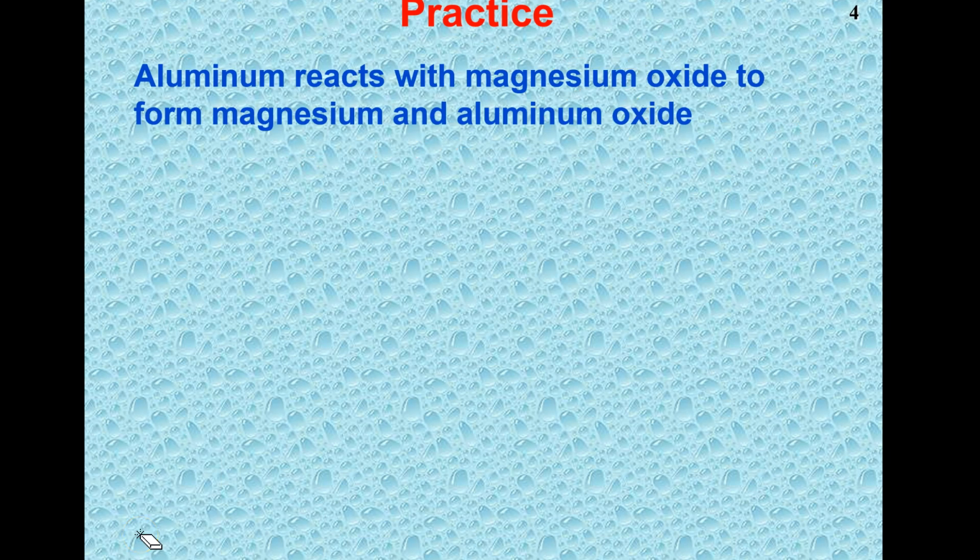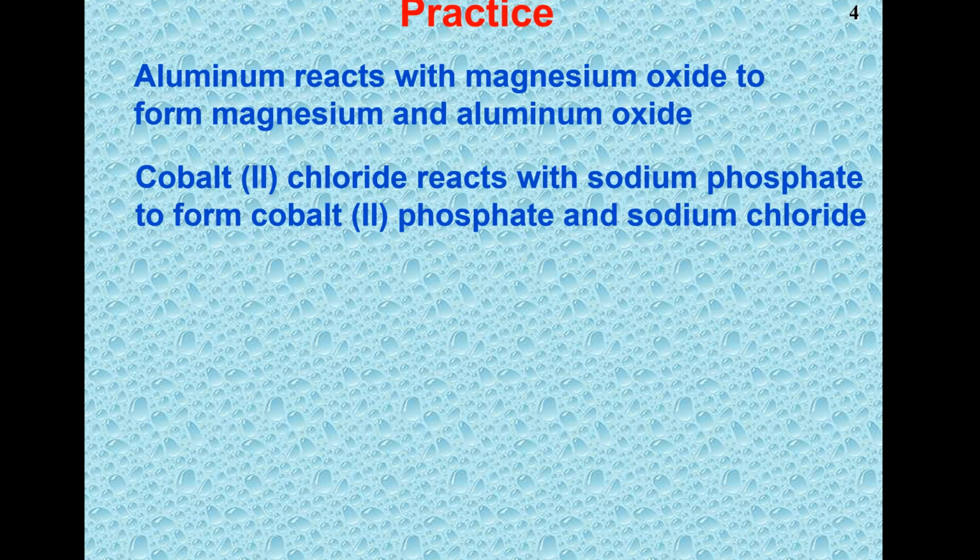Elements and compounds, and you only use charges when it's a compound. So if I look at this one, I see two words. That means charges: 2 plus, 1 minus, reacts with, plus. Sodium phosphate, two words: 1 plus, PO4, 3 minus, to form, an arrow, cobalt phosphate, 2 plus, and again, PO4, 3 minus. And as a plus sign, sodium chloride, two words, is a compound, 1 plus, 1 minus.